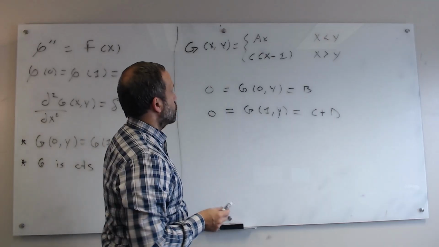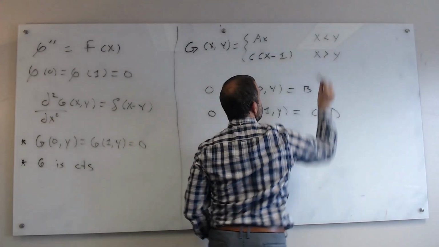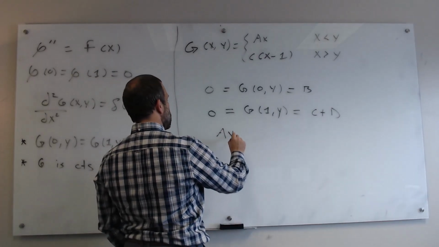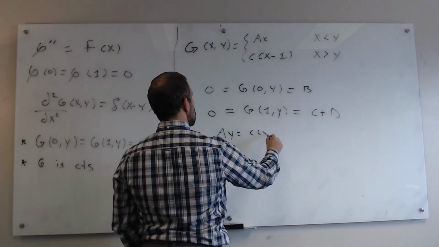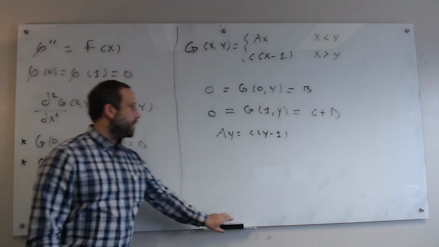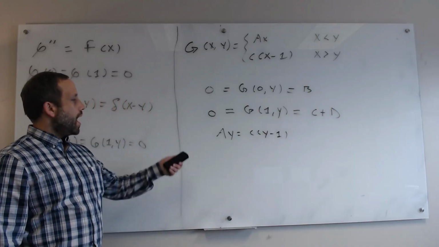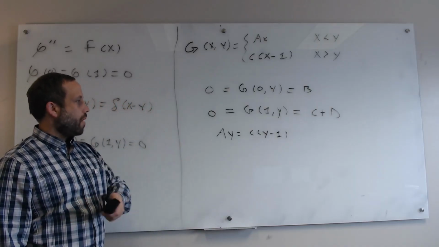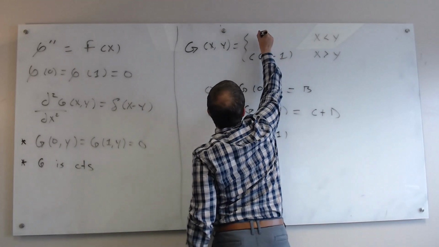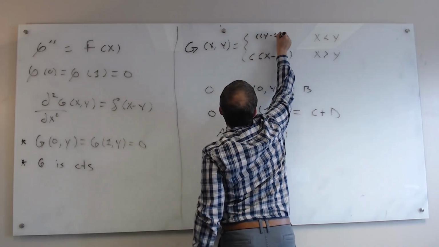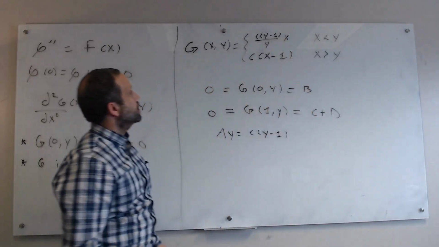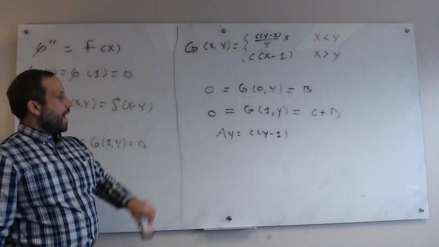So how we use that over here is that it's got to be continuous, in particular when x is equal to y. So in other words, this tells us that ay has to be equal to c times y minus 1. In other words, a is equal to c times y minus 1 over y. So I'm going to record that over here. So a is equal to c times y minus 1 over y, and then we're going to multiply that by x. Okay, so I'm going to erase these.